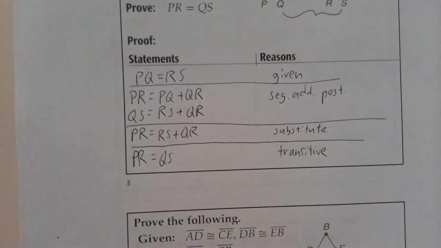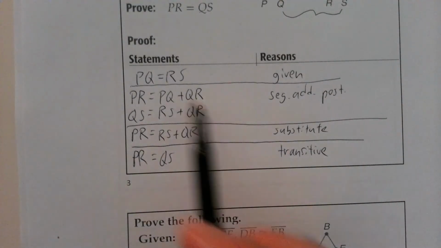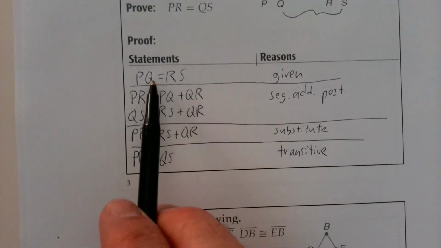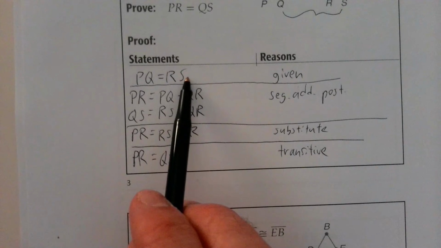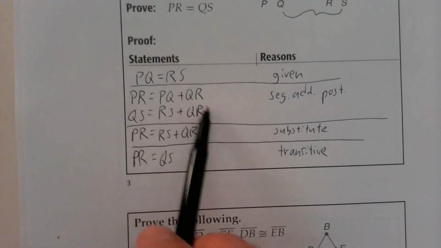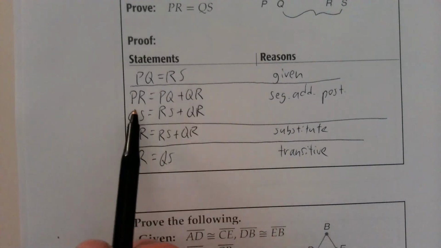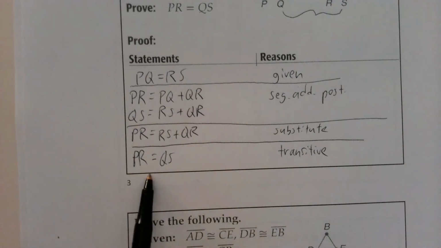Now you could have done this another way, where you take this equation at the beginning, and you use your addition property by adding QR on both sides. That would have been totally fine. You still need this step at some point though. You need to define the parts of PR and QS in order to tie them together here.